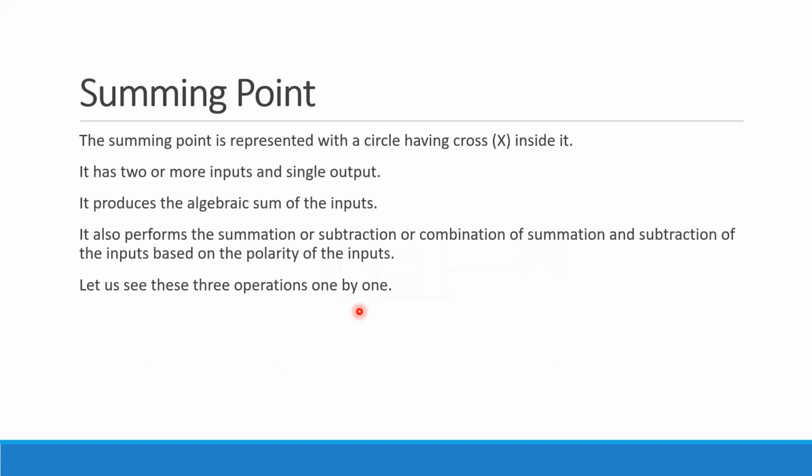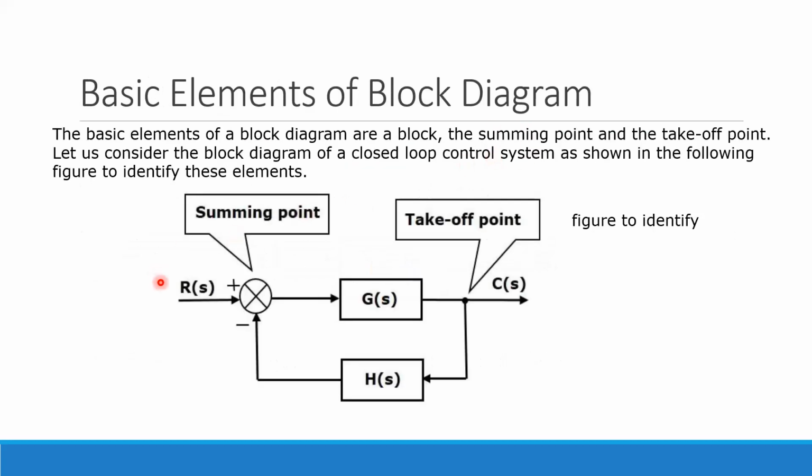Let us go to the second important thing in a block diagram, that is the summing point. You can understand that from the word itself. Summing means there is some addition, or some signals are coming at a single point. The summing point is represented with a circle having a cross inside it.